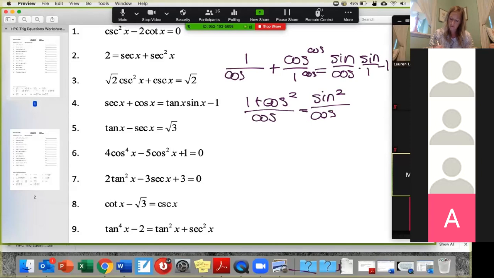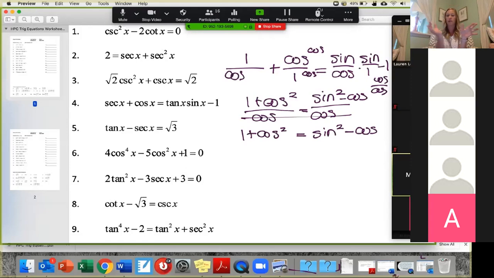And I probably would have made that 1 a cosine over cosine so that I have a common denominator. So that makes this minus cosine all over cosine. When you have the same denominator on both sides, essentially, you can just eliminate that. So that then gives me 1 plus cosine squared equals sine squared minus cosine.